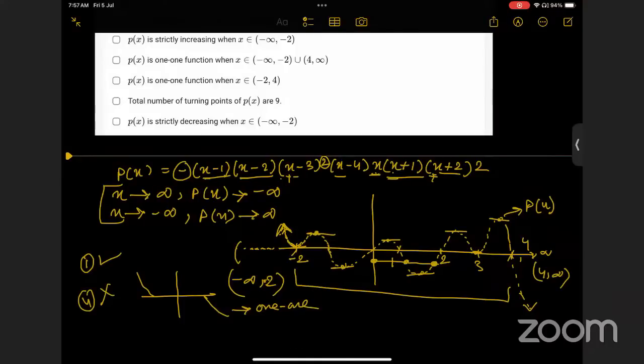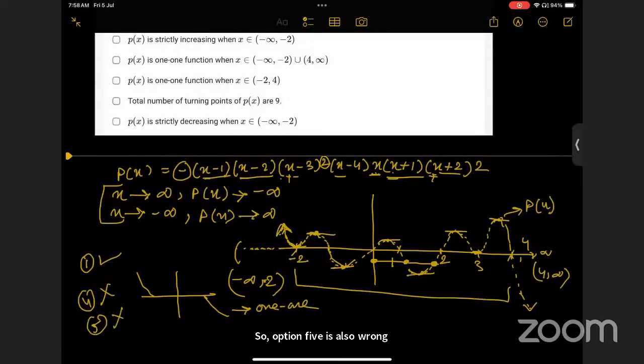And option 5, the total number of turning points of P are 9. So here we can see we have only 8 turning points, right? Only 8 turning points. So this is not right. We have 8 turning points. So option 5 is also wrong.